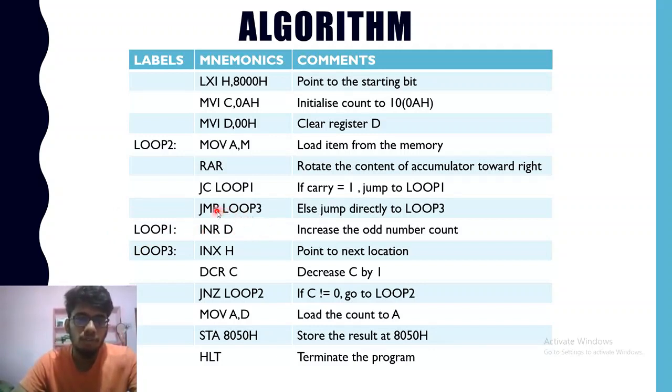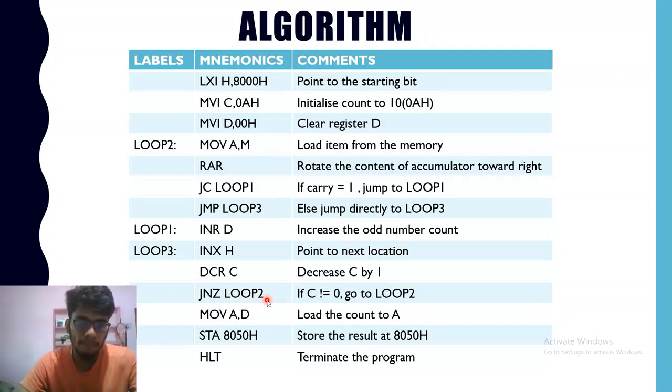Otherwise, we will use JMP loop 3, which is an unconditional jump. It will directly jump in order to point to the next location without incrementing the value of the count, as the number will be even in this case. So in both cases, after the recognition of odd and even integers, we are going to go to the next location. Then we will decrement the value of C because we have checked one number. Then we will use JNZ loop 2.